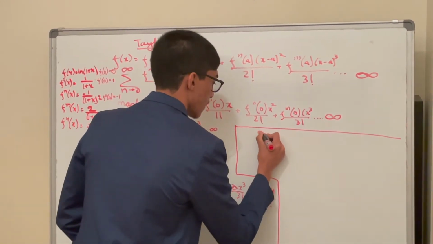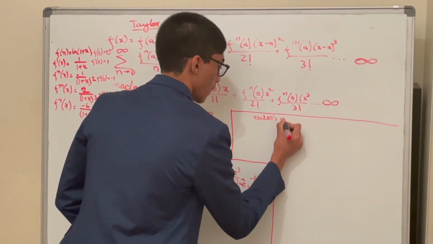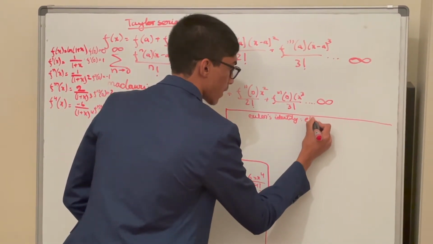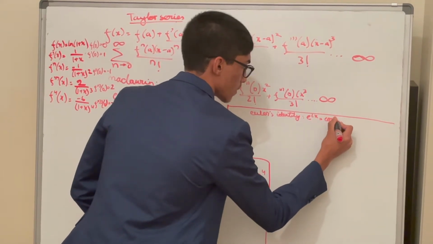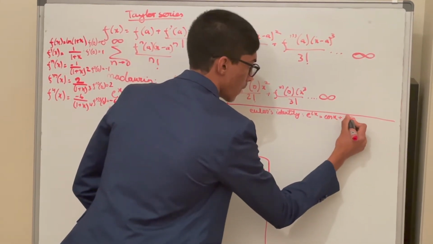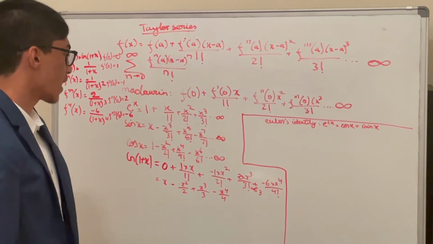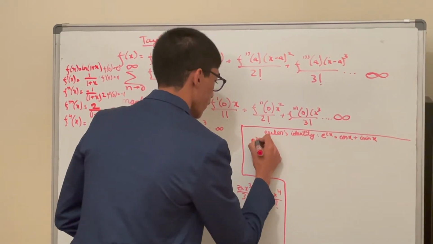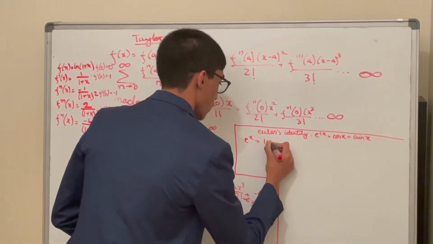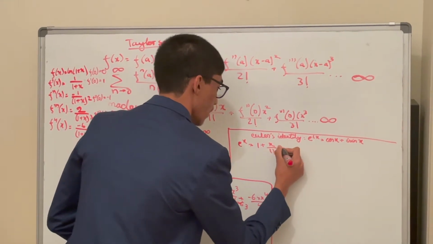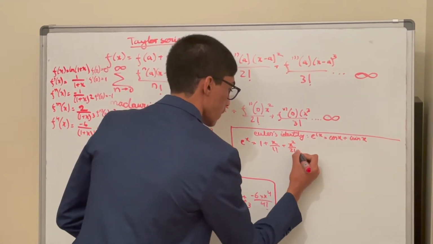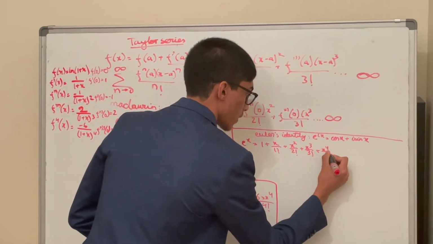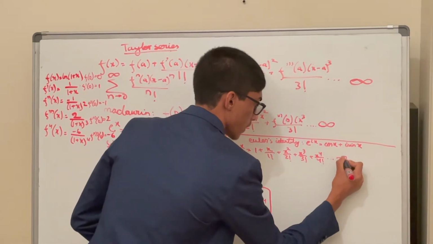So Euler's identity states that e to the power of ix is equal to cos x plus i sin x. And we can use the expansion of e to the power of x to prove that. So we've already found out before that e to the power of x is 1 plus x over 1 factorial plus x squared over 2 factorial plus x cubed over 3 factorial plus x to the 4 over 4 factorial to infinity.